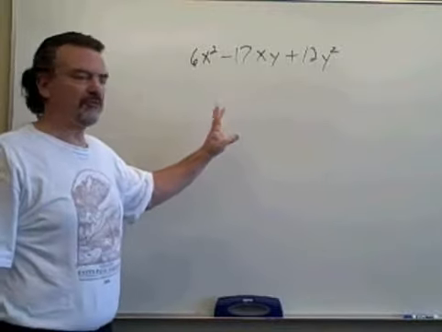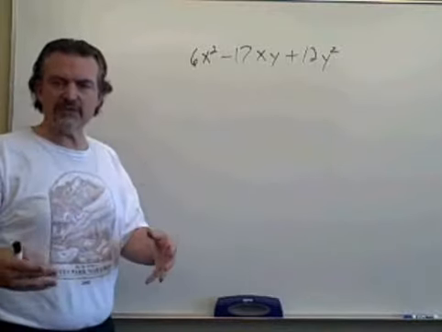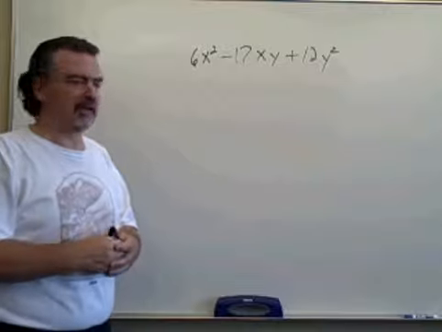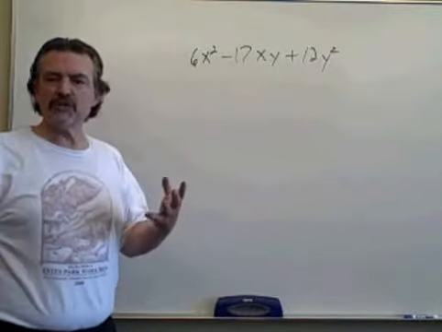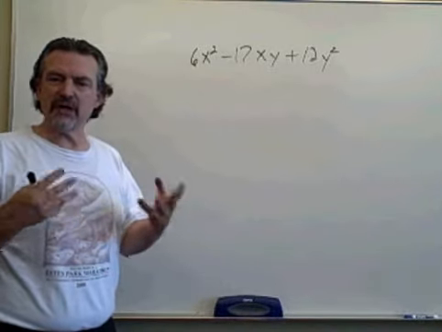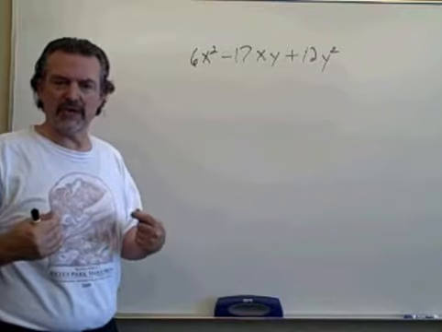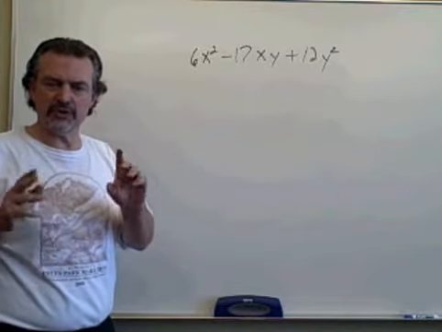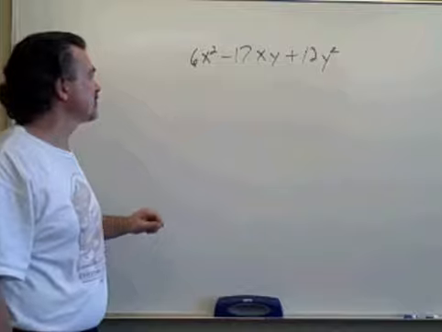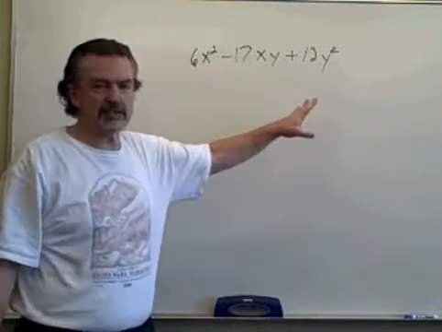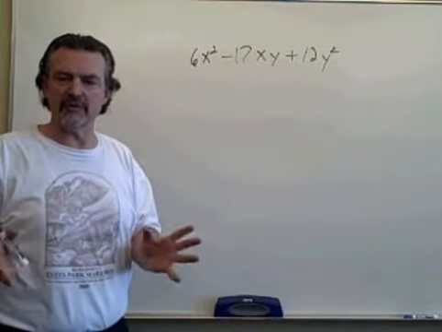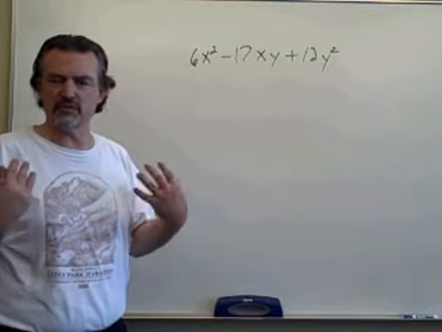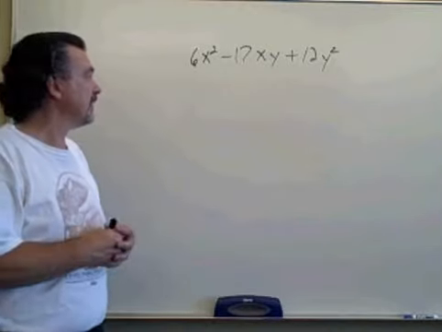One more trinomial for us to look at here in our series of videos on factoring trinomials. In our first series, we looked at factoring common factors out of each term, and that's always what we do first. We look to see if there are any common factors. 6, 17, and 12 only share the common numeric factor of 1. Doesn't do us any good to divide out a 1.